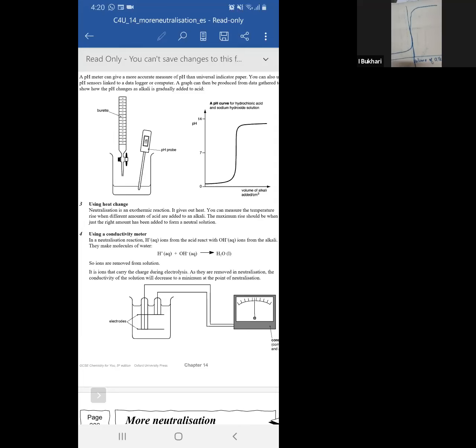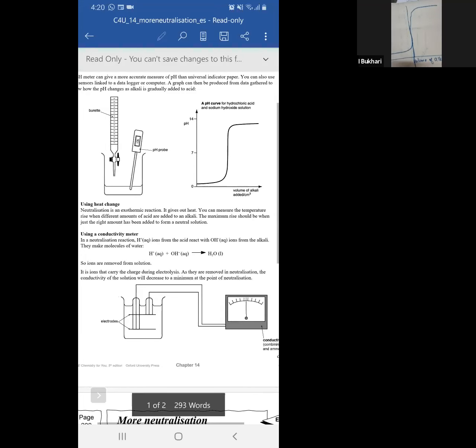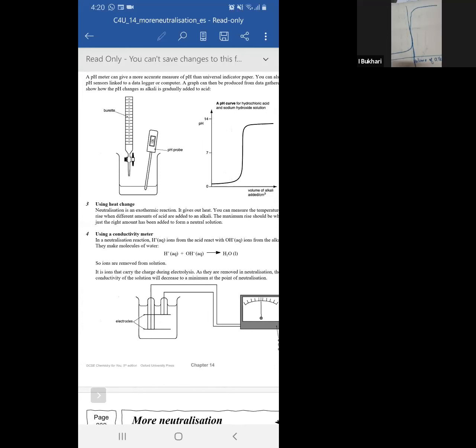And we measure that with the help of a thermometer. The maximum rise should be when just the right amount has been added to form a neutral solution. Did you understand this? And I will talk about a graph. In this case, we make a graph of the volume of alkali added against the temperature.